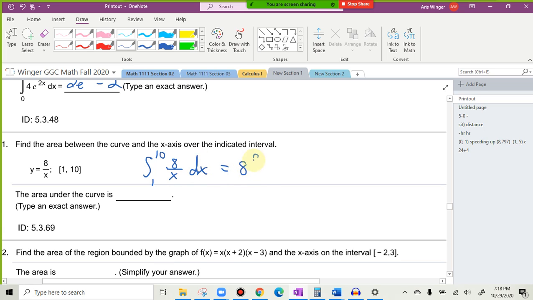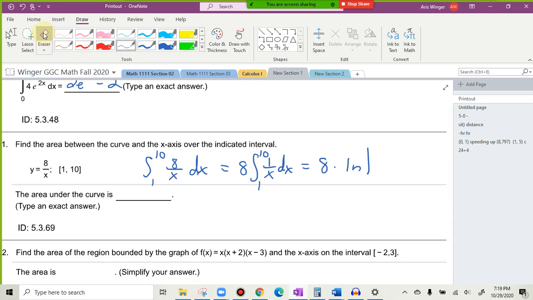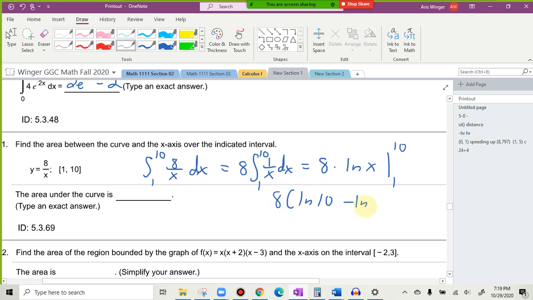This is equal to 8 times the integral from 1 to 10 of 1 over x, and now we need the antiderivative of 1 over x, the function you take the derivative of to get 1 over x, is the natural log. That's 8 times the natural log of 10 minus the natural log of 1. I'm working with my college algebra class. They just learned that the natural log of 1 is 0. So 8 times the natural log of 10. That's the area under that curve.